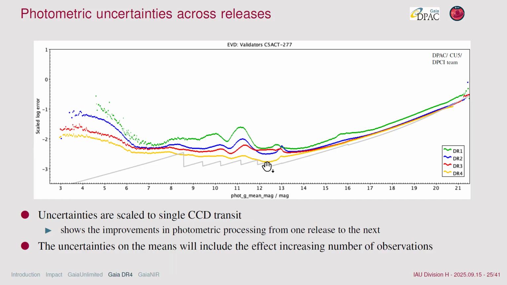And what you notice is that especially at the bright end, again, calibration errors are better under control. And so we get closer to what you expect for the photon noise limit, which is indicated by the gray line. Of course, the actual numbers, so here the scaled errors are of the order of 1%. The actual mean magnitude errors, of course, will be much smaller because you have to fold in all the multiple observations that were done over the course of the 5.5 years.